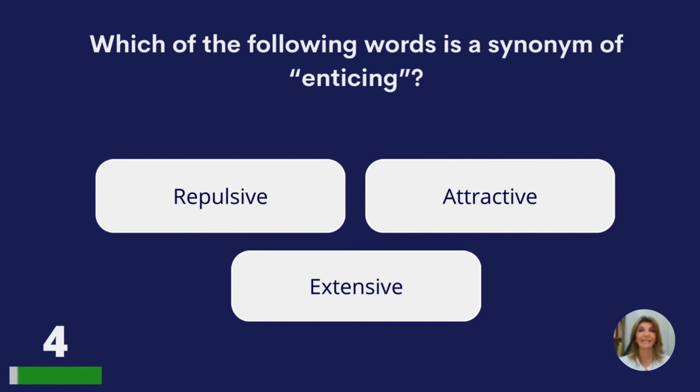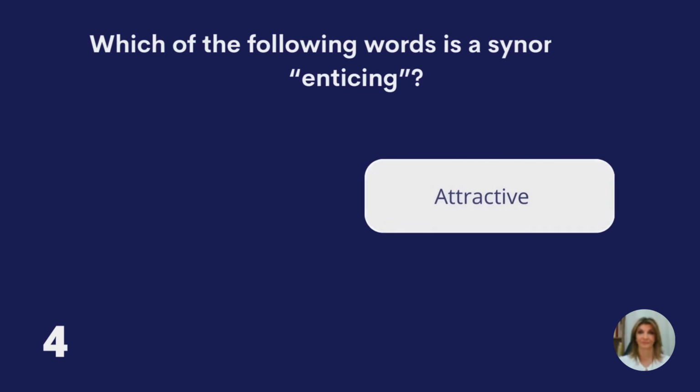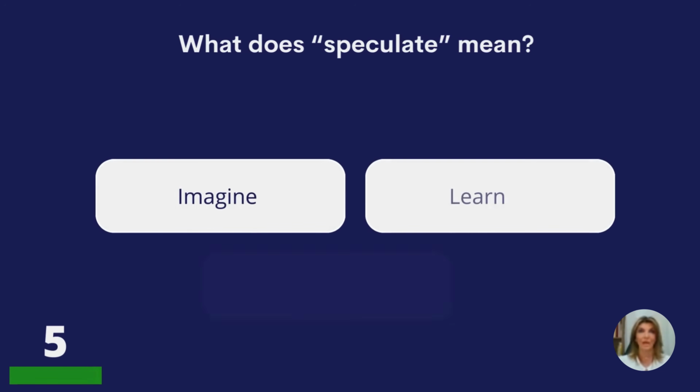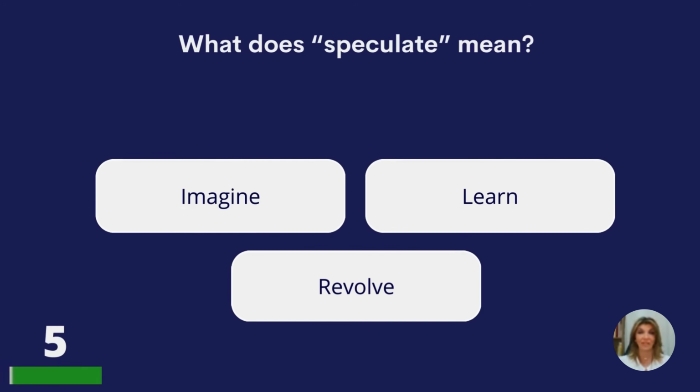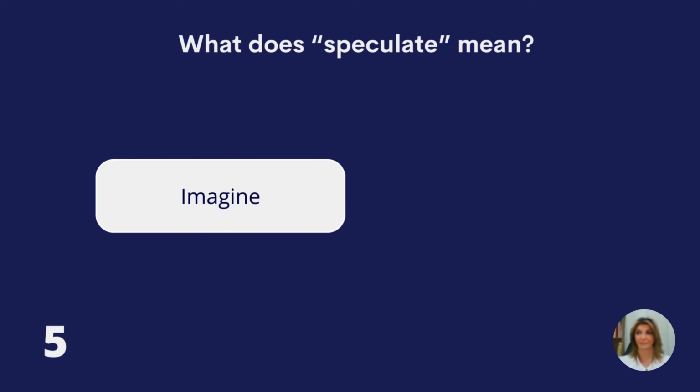Which of the following words is a synonym of enticing? Repulsive, attractive, or extensive? Attractive. What does speculate mean? Imagine, learn, or revolve? Imagine.